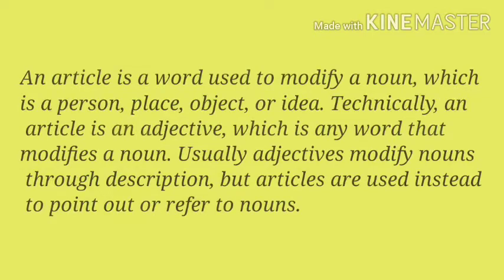Today we will do articles. Children, an article is a word used to modify a noun, which is a person, place, object, or idea. Technically, an article is an adjective, which is any word that modifies a noun. Usually, adjectives modify nouns through descriptions, but articles are used instead to point out or refer to nouns.